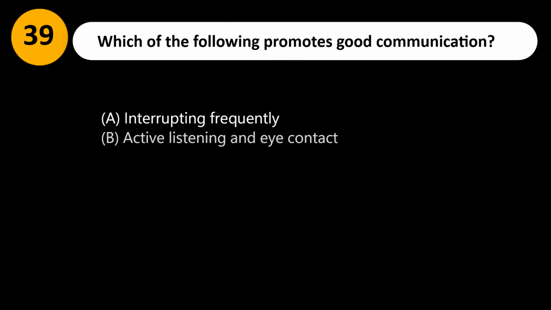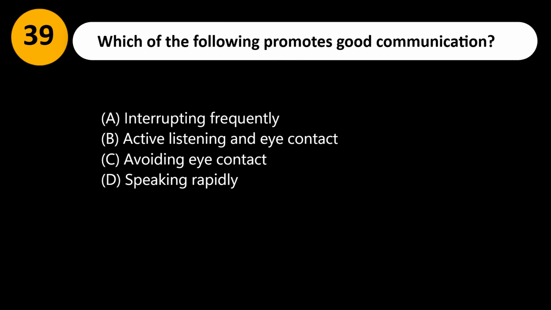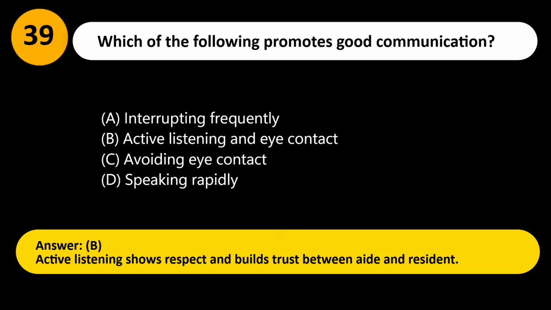Which of the following promotes good communication? A. Interrupting frequently. B. Active listening and eye contact. C. Avoiding eye contact. D. Speaking rapidly. Answer, B. Active listening shows respect and builds trust between aide and resident.